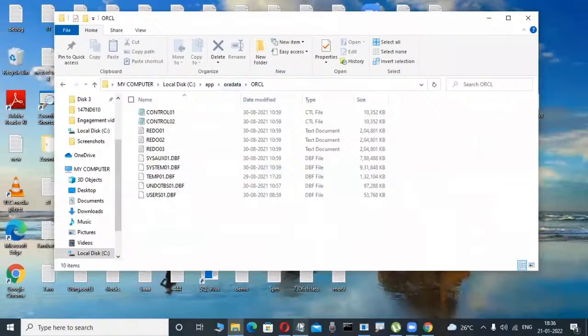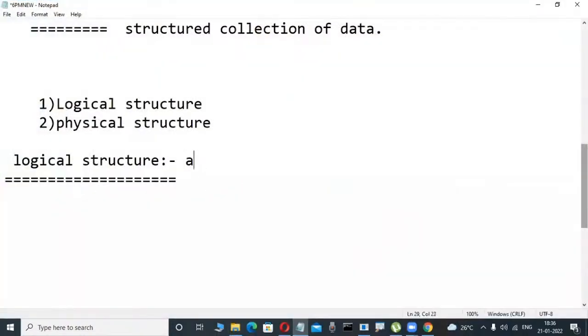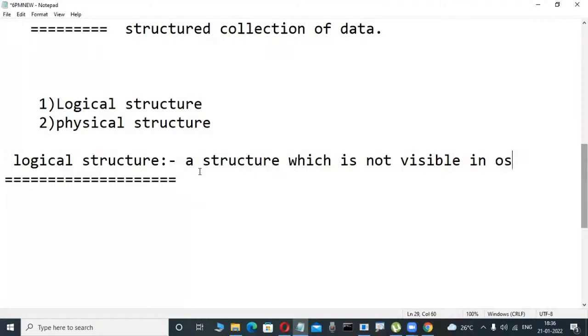That's why, what is a logical structure means, don't write it, a structure, a database structure, don't worry. A structure which is not visible in the operating system, the OS, is called a logical structure of the database. That's why when you create a table, we are unable to view it in the C drive, D drive like that only.